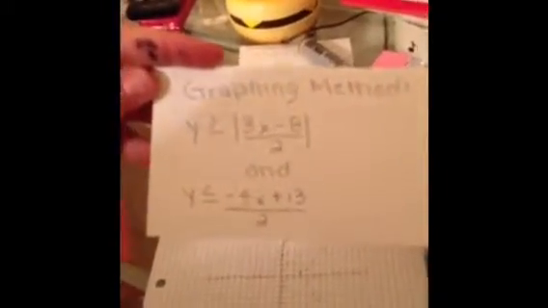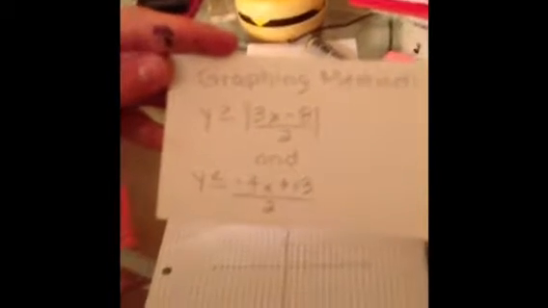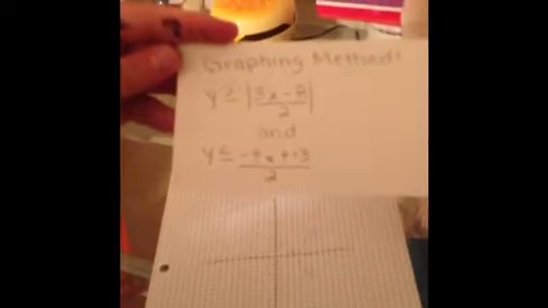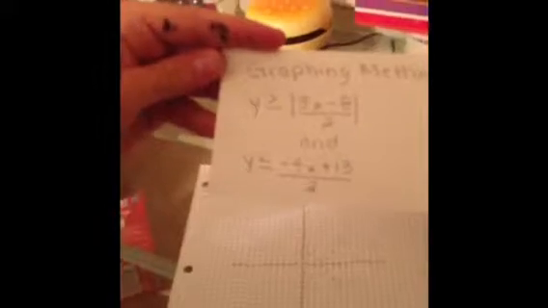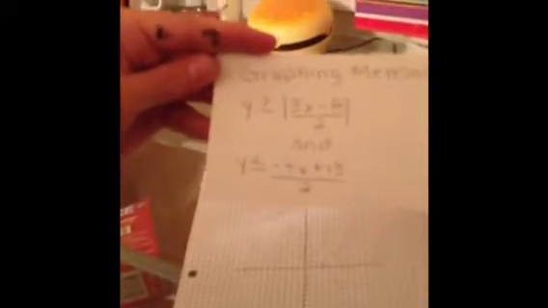Now we're going to do an example of a graphing method. y is greater than or equal to the absolute value of (3x minus 8) all over 2. And y is less than or equal to (negative 4x plus 13) all over 2. I did a table down here so you can see all of the numbers once it focuses.